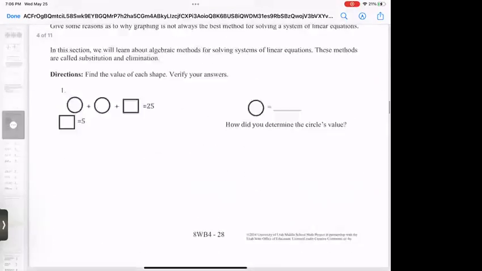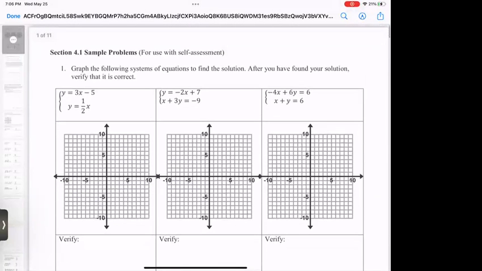Here it is. Does everyone have this page? That will be section 4.1, simple examples. It says first, graph the following system of equations to find the solution. After you have found your solution, verify whether it is correct or not. Let's take question one as an example.